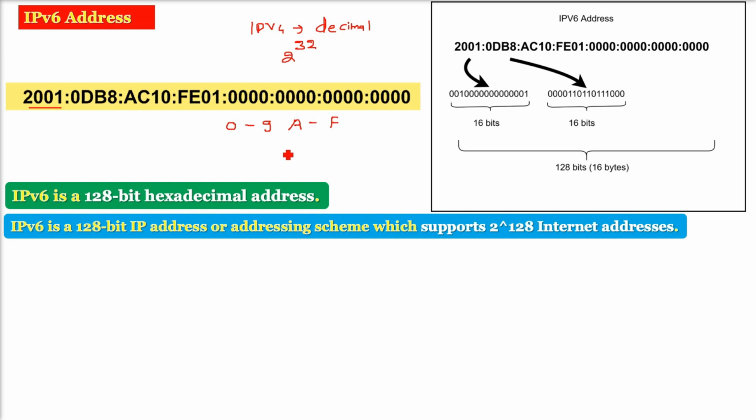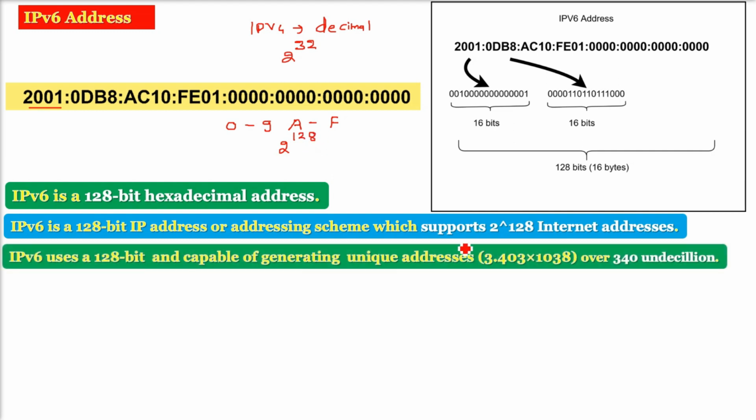Previously, IPv4 was a 32-bit addressing scheme, so 2 to the power 32 addresses you can give individually to all the systems in the world. IPv6 is 128-bit, 2 to the power 128, and that number is huge. A new terminology was invented, 340 undecillion, so 3.403 times 10 to the power 38.